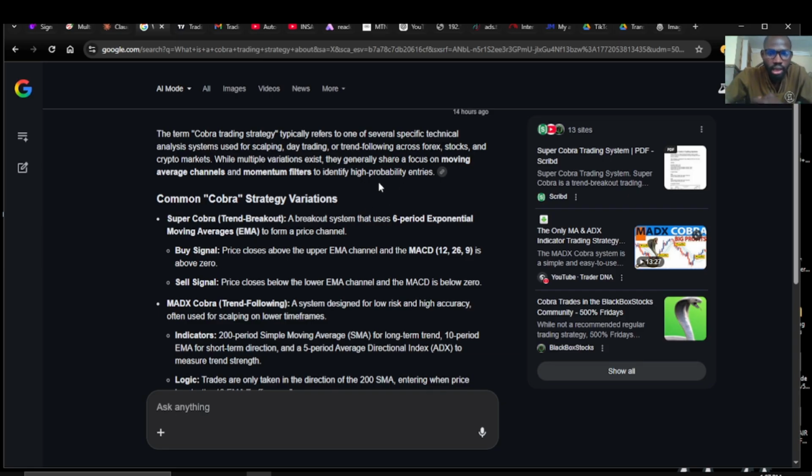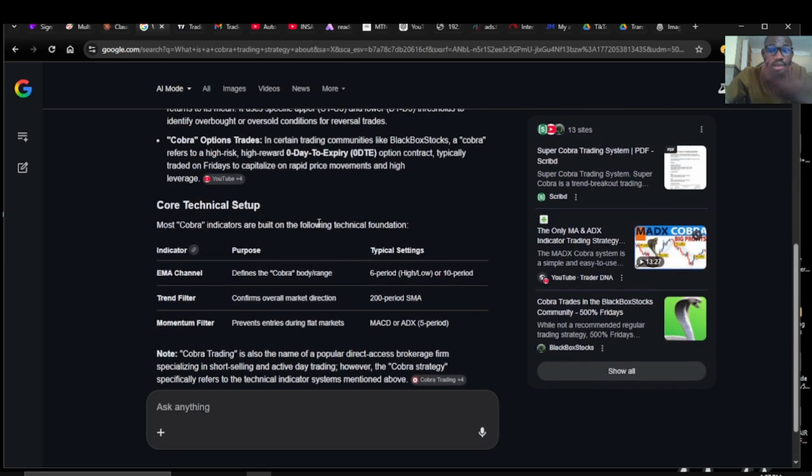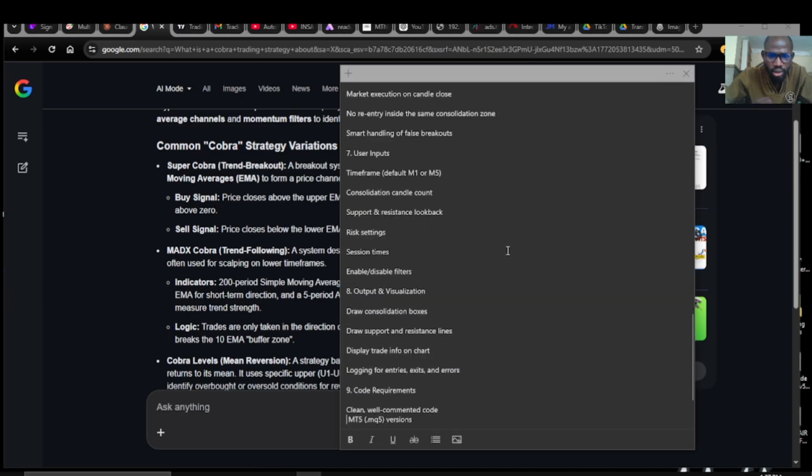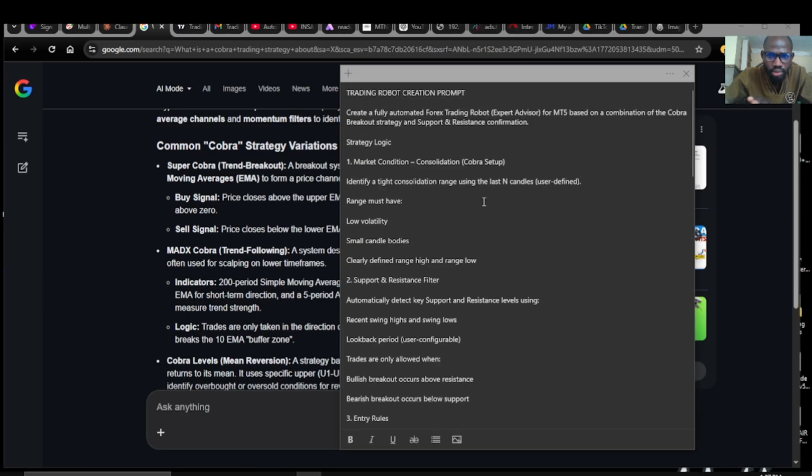So now what we are going to do next is get our prompts. We already know what this strategy is all about. We have an idea now. So I've written out my prompt. So this is my prompt. You can see it, trading robot creation prompt.